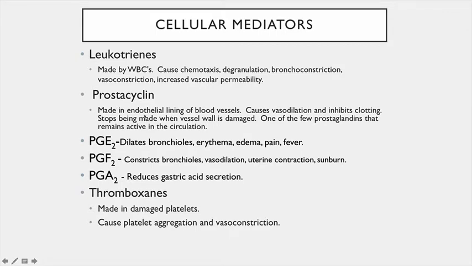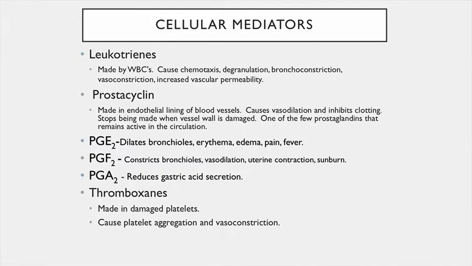Prostacyclin is made in the endothelial tissues of our blood vessels, causes vasodilation, inhibits blood clotting. PGE2 dilates bronchioles, causes redness, swelling, pain, and fever. PGF2 constricts bronchioles, vasodilation, uterine contraction. These things get released a lot when your skin is sunburned. PGA2, these guys reduce gastric acid secretion.